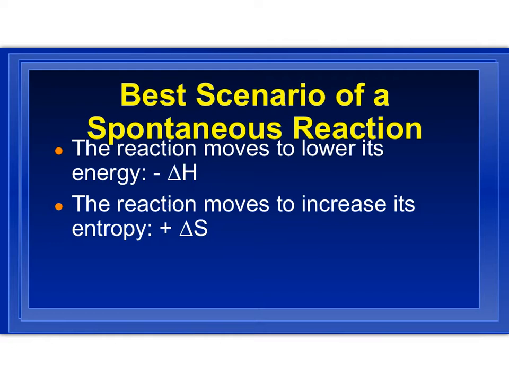So the best scenario of a spontaneous reaction is one in which the reaction will lower its energy, thus it will have a negative delta H, or be considered an exothermic reaction, and a reaction that moves to increase its entropy. This is important. Basically what I'm saying is any reaction that has a negative delta H and a positive delta S will always be spontaneous no matter what temperature.